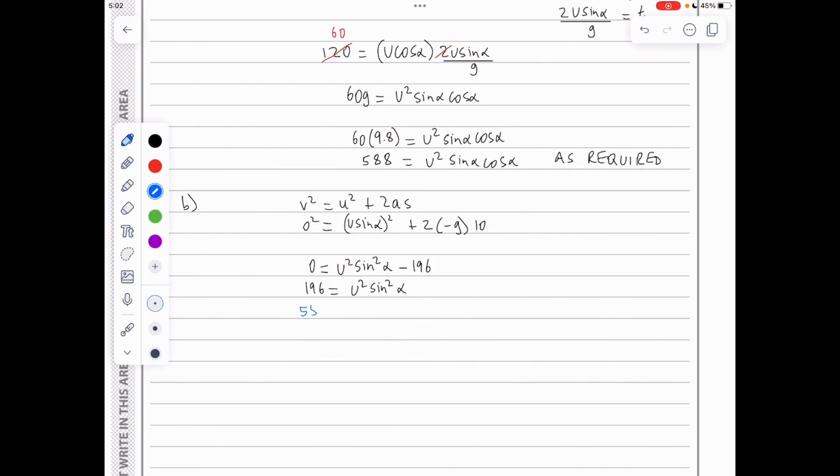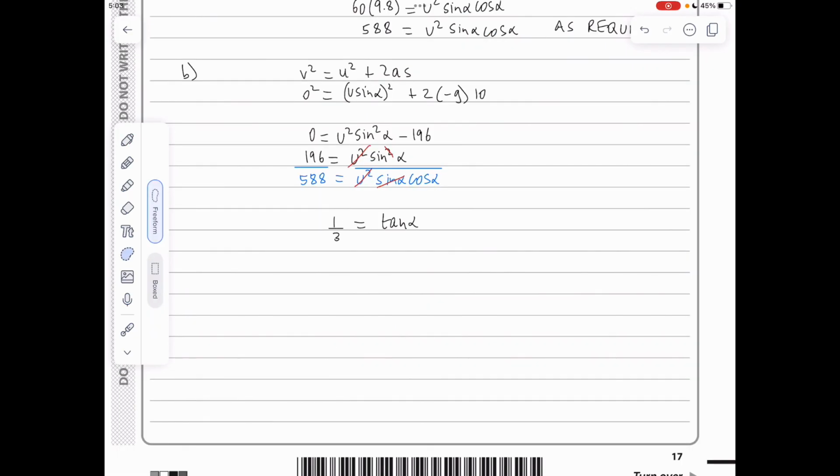So 588 is equal to u squared sine alpha cos alpha, and divide both sides. So 196 over 588 is simply a third, and on the right hand side the u squared cancels out. The sine squared alpha with the sine alpha leaves me a sine alpha in the numerator and a cos alpha in the denominator, which is simply tan alpha. So we get that tan alpha is a third, and therefore I can now draw a triangle here.